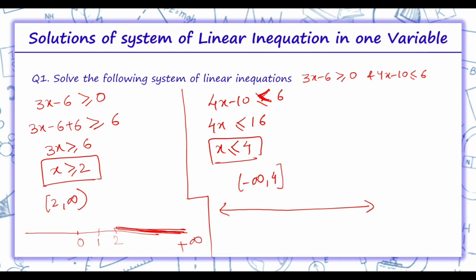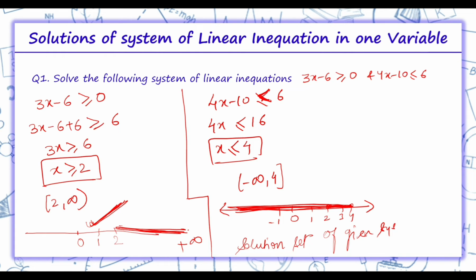Again we will draw the number line for this inequation. We have minus 1, 0, 1, 2, 3, 4. So this part is included, the left hand side. Now the solution set of the first inequation was 2 to infinity, and for the second it is minus infinity to 4. So the intersection of these solution sets is 2 to 4, as we can see they are coming on both the lines. Therefore the solution set of the given system of inequations will be 2 to 4, that is 2, 3, 4. This is the solution set of the given inequation.